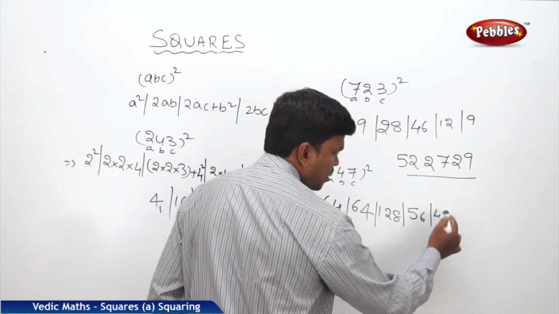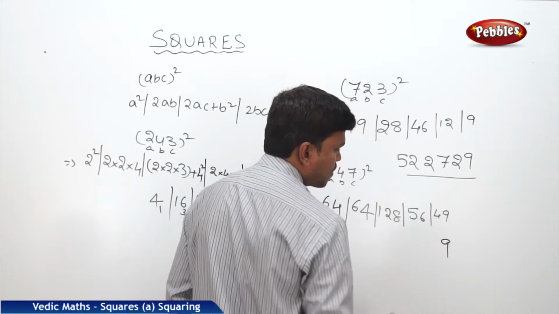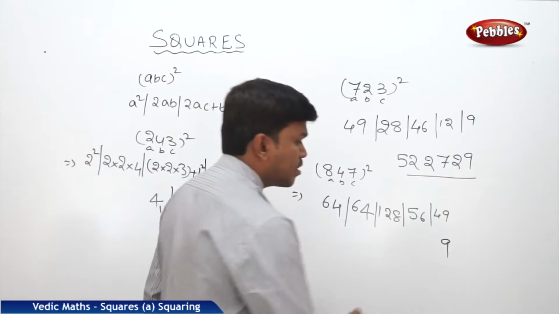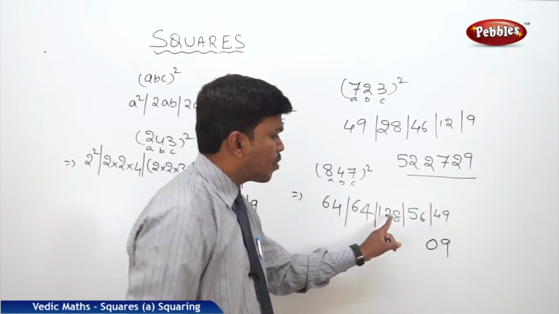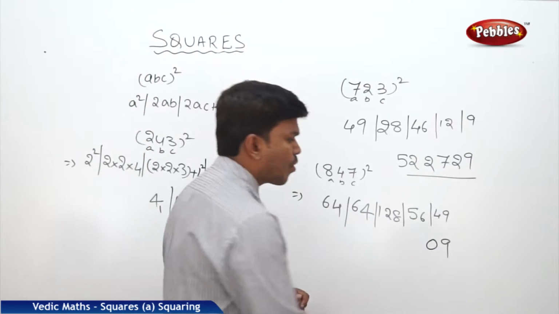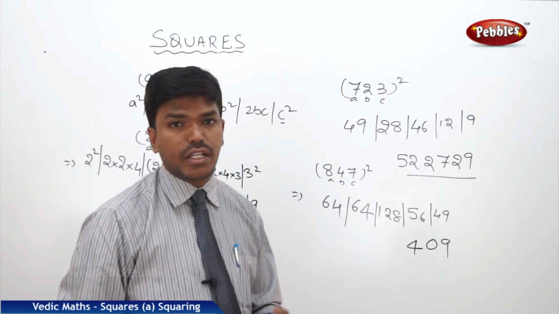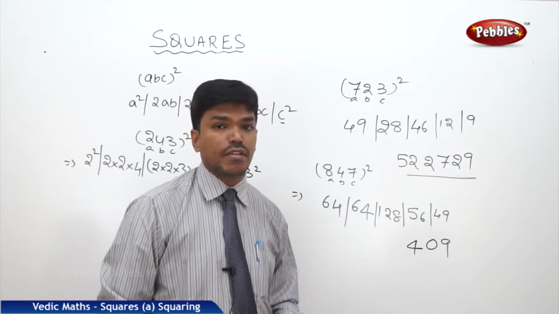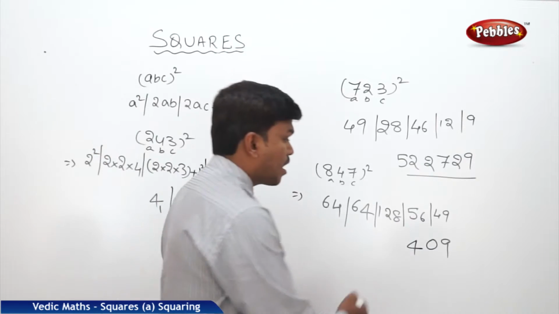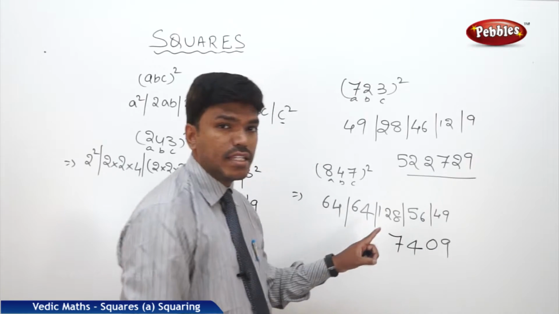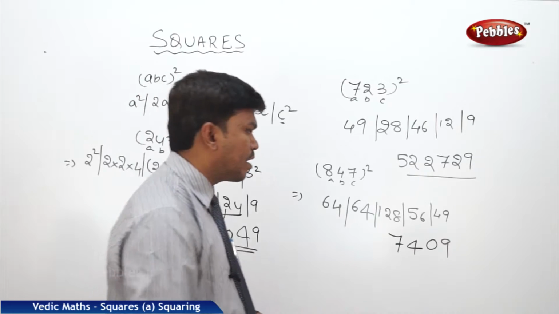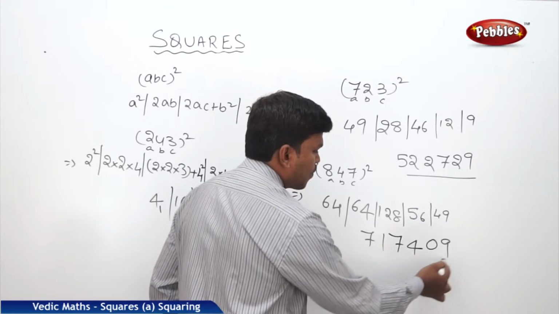Start from the right side balancing. Drop 9, carry to the tens place. 56 plus 4 is how much? 60. In 60, what do I need to drop? 0 and carry 6 to the next number. 128 plus 6, 134. In 134, what do I need to drop? 4 and carry 13 to the next number. 64 plus 13 is how much? 77. In 77, I need to drop 7 and carry 7. 64 plus 7, 71. So finally, what is the answer?